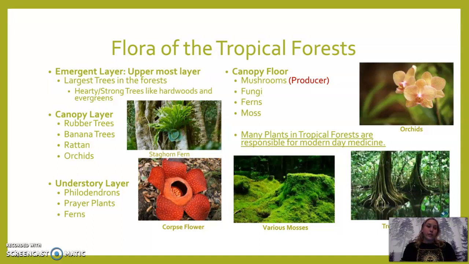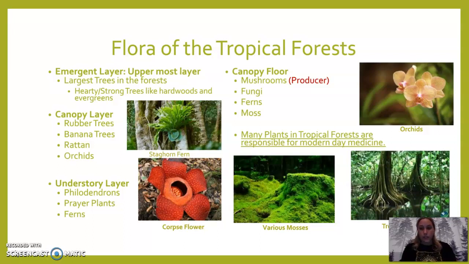In your emergent layer, you have the large trees in the forest, the hardy, strong trees like hardwoods and evergreens. In your canopy layer, you have rubber trees, banana trees, rattan, and orchids. In your understory layer, you have your philodendrons, prayer plants, ferns. In your canopy layer, you have mushrooms, which are producers, fungi, ferns, moss, and actually many of the tropical plants are responsible for modern day medicine.